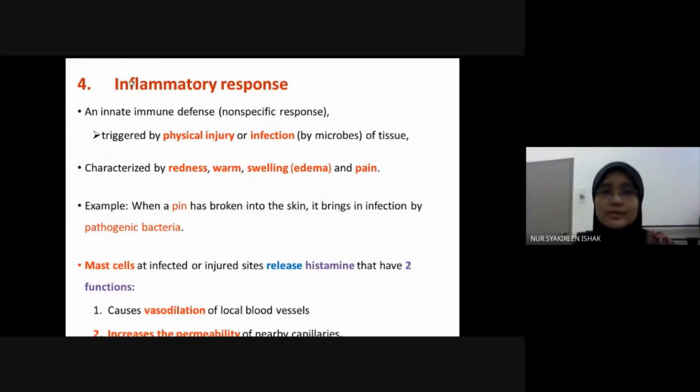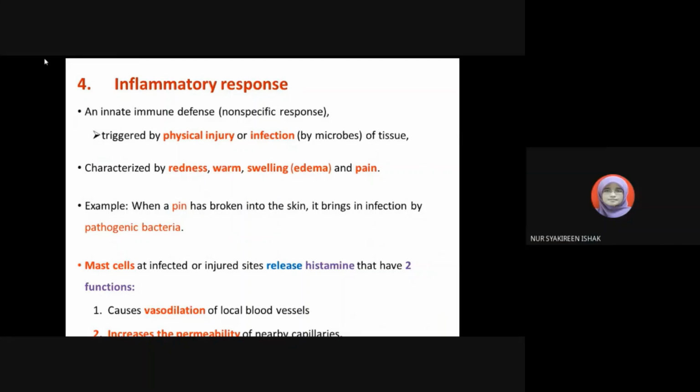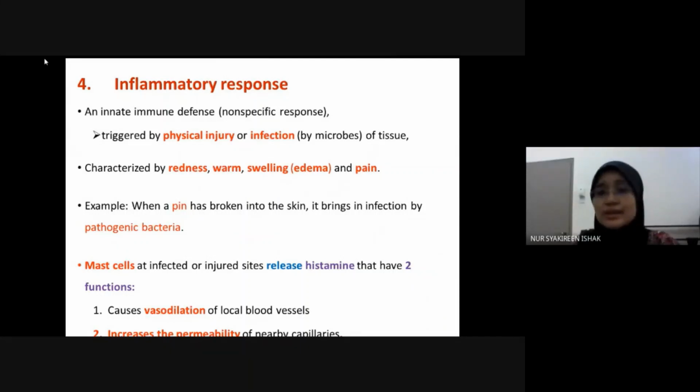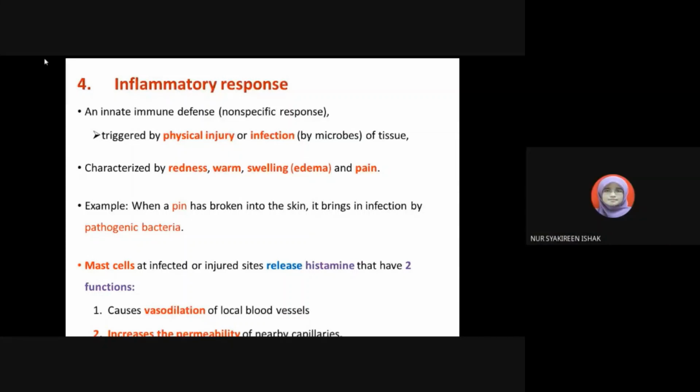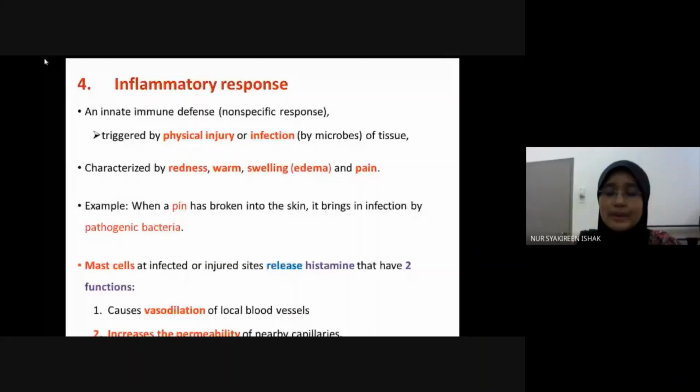You have the inflammatory response, okay. So it is triggered by physical injury or infection by microbes of tissues, infection of tissues lah, okay. So kalau macam kena tercocok dengan pin ke, so the pin is contaminated, so obviously it brings in bacteria, for example, into your body, okay, so it triggers the inflammatory response.